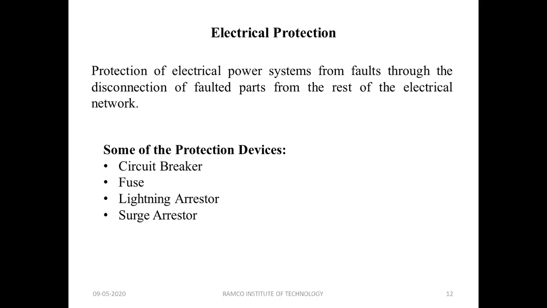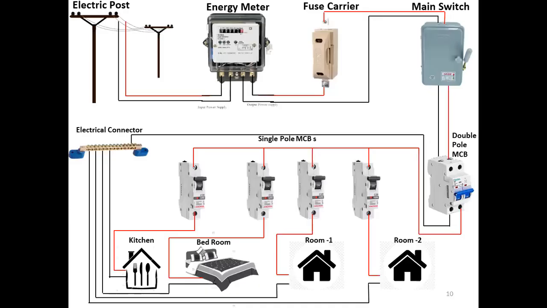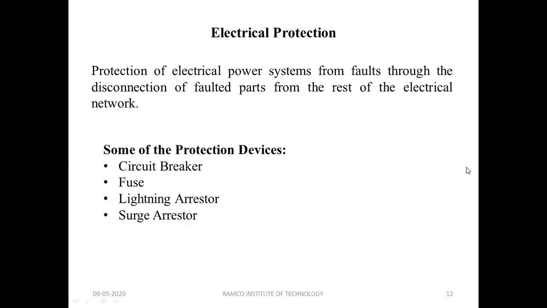We have circuit breakers in our distribution board, that panel board. You could see the circuit breakers. See here in the circuit we have 4 single pole MCBs and 1 double pole MCB. Then fuse. It is a general and conventional device. Still, we are using this fuse as a protection device.